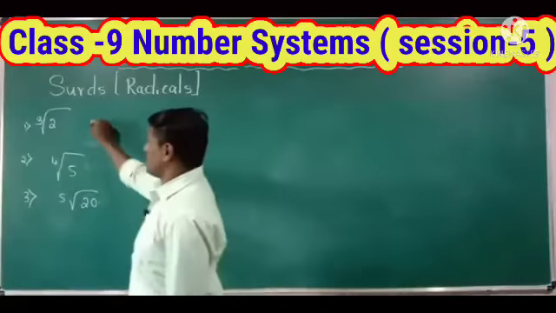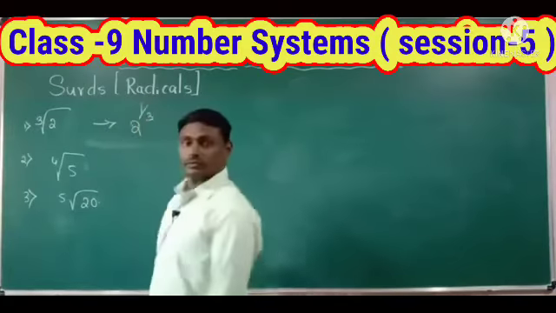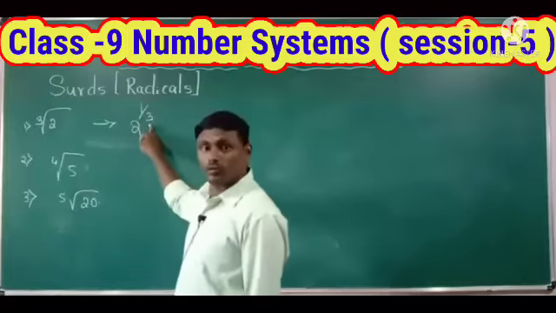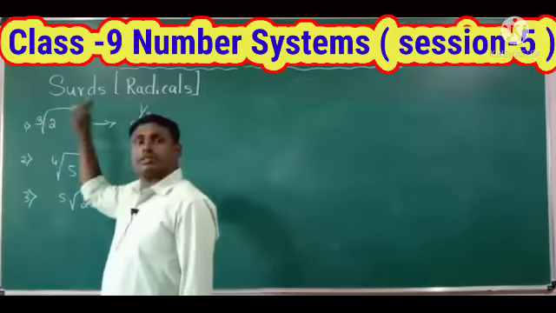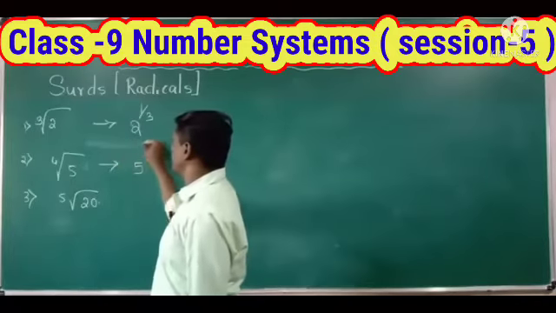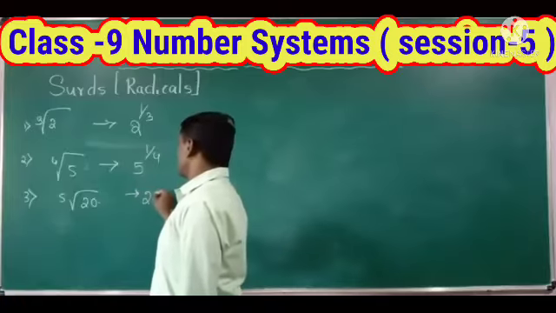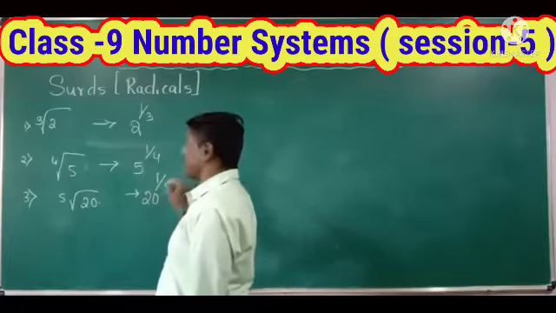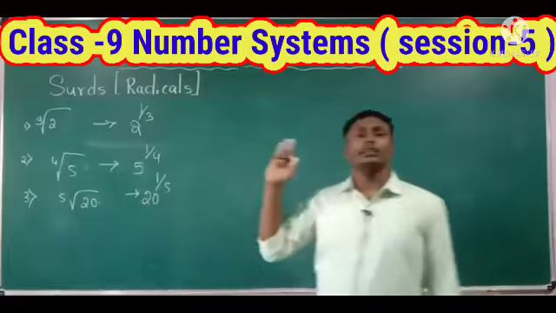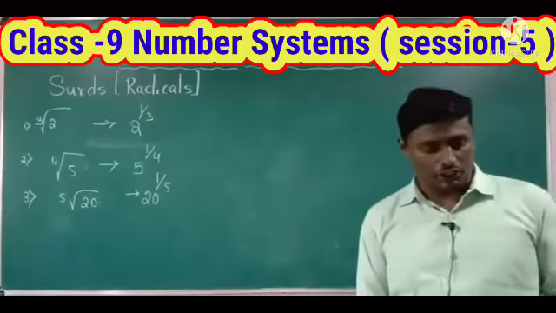How can you express this one? 2 raised to the power 1 by 3. Cube root means 1 by 3. Okay. Next one, 5 raised to the power 1 by 4. Fourth root. Next one, 20 raised to the power 1 by 5. Like this you can express the following radicals in exponential form.